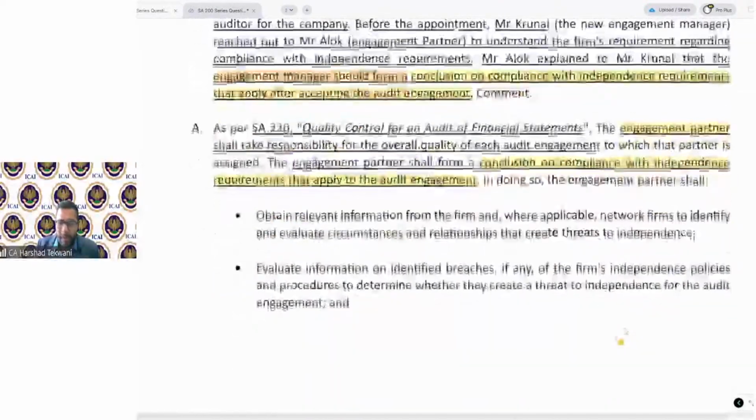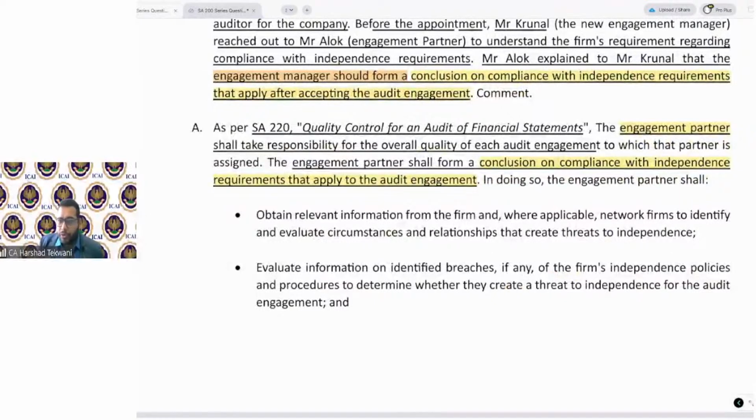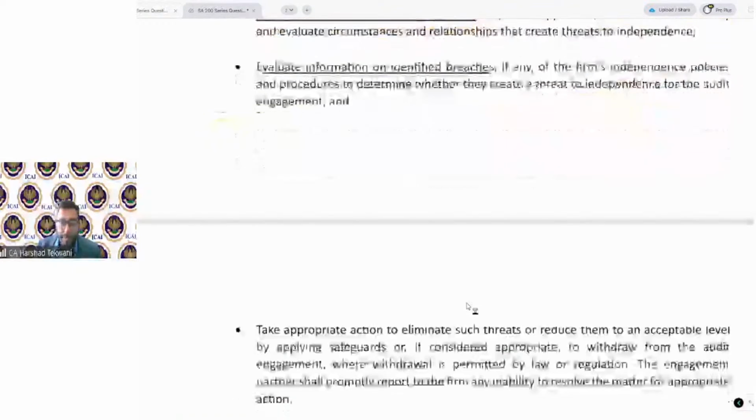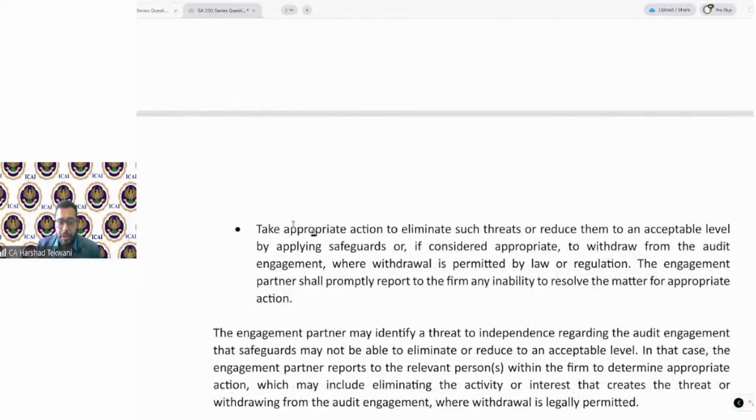Correct, Srinam. And with regards to that, what he needs to do is obtain relevant information from the firm, to identify whether there is any threat to independence. He needs to evaluate that information, or identify breaches of independence which may result in a threat. He needs to take appropriate action to eliminate such a threat, or reduce it to an acceptable level by applying safeguards. If he can do so, then he can address the threat to independence.